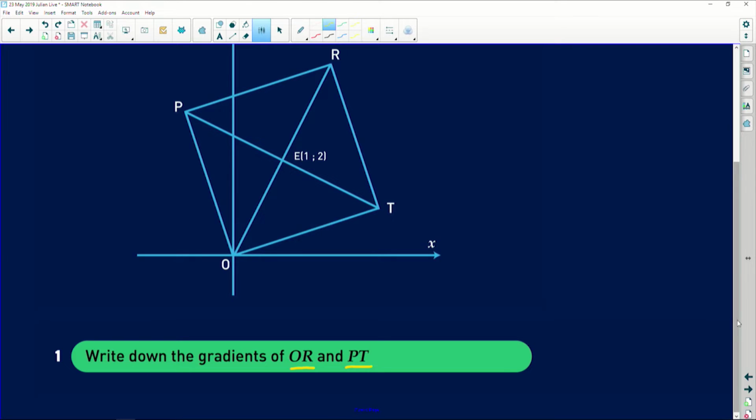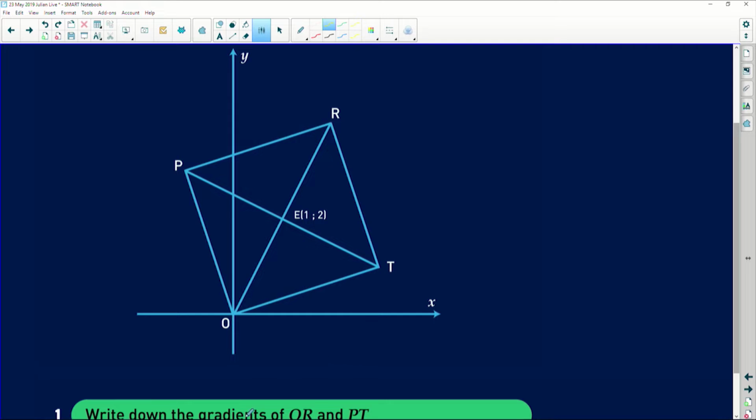The very first question we're being asked is to write down the gradients of OR and PT. If we have a look at our diagram, OR is this diagonal and PT is my other diagonal. I've just mentioned that OR and PT lie perpendicular to one another. So let's have a look at the first thing we're going to do. We're going to find the gradient of OR.